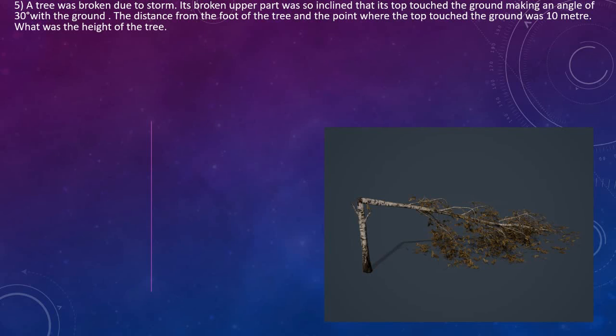So here we need to find out the height of the tree. Let us consider the height of the tree as AB. Let us consider the tree was broken at point C and its top touched the ground at point D. So let us join BD. As we know, the tree was perpendicular to the ground, so the broken part made an angle of 30 degrees with the ground.